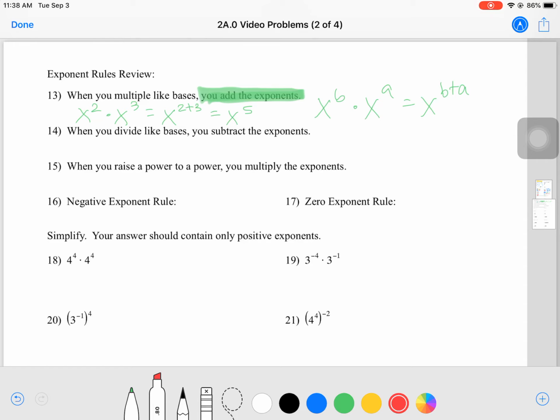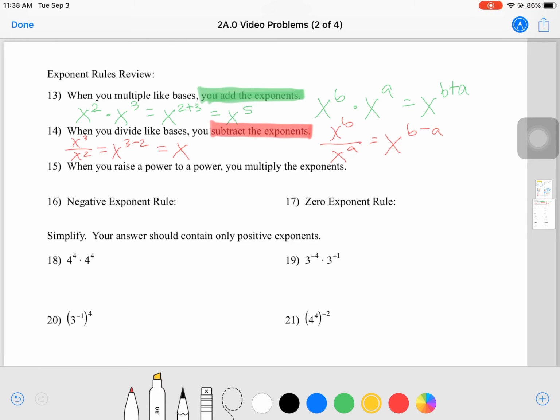14, when you divide like bases, you are subtracting your exponents. So again, I will write this out in a mathy way and give you an example. If it's x to the b over x to the a, you are subtracting. You'll do x to the b minus a. For example, if it was x cubed over x squared, it's really x to the 3 minus 2, which is just x to the first power. The whole idea is that those were canceling out, and that's why you subtract them.